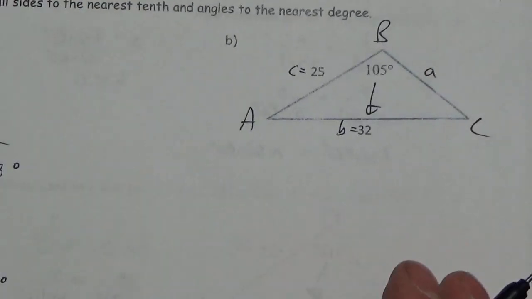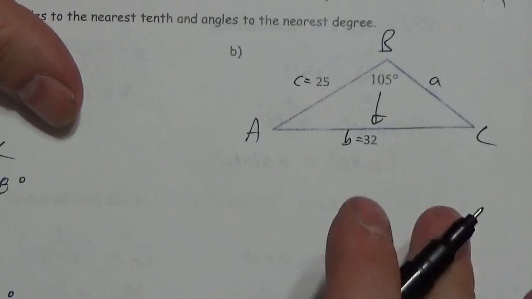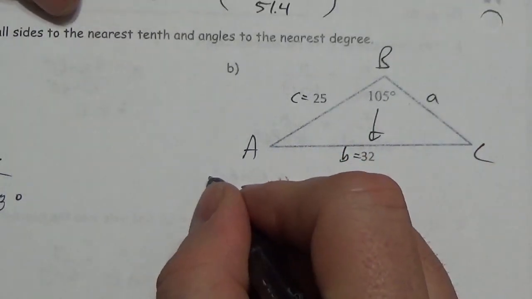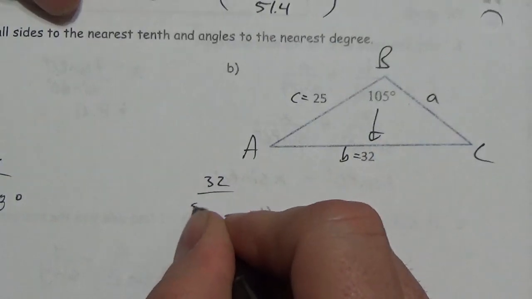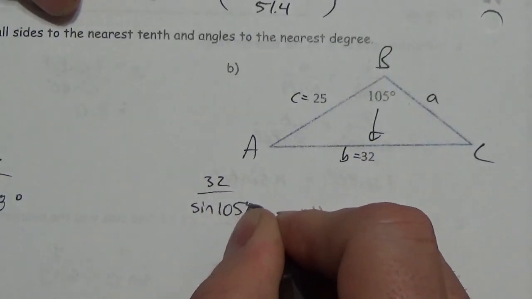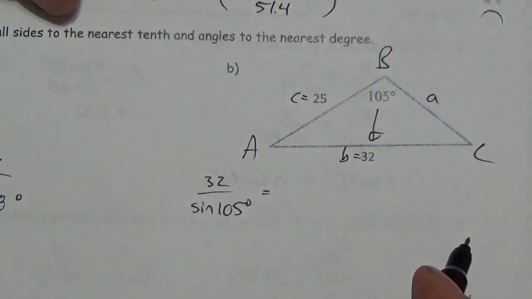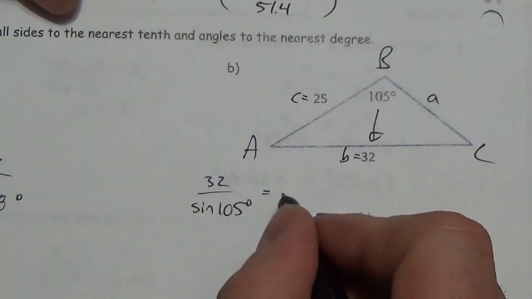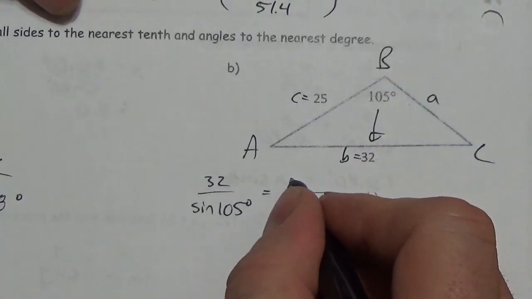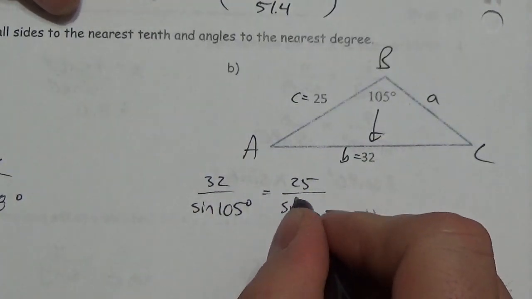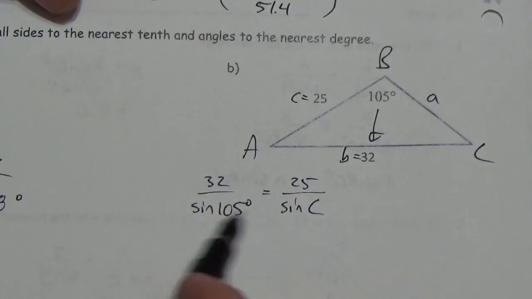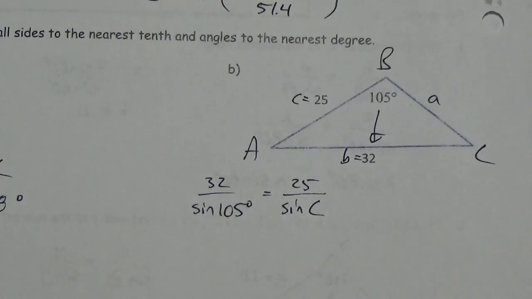Okay, so to start off here, let's do the only thing we can. I can set up this ratio here. I know that I've got 32 over the sine of 105 is going to equal, well, the only other bit of information I have is side C. Now, the way I've been setting this up, I would put the side on top, but that means I have to put the sine of the angle opposite that underneath. So this is the only thing I can do.